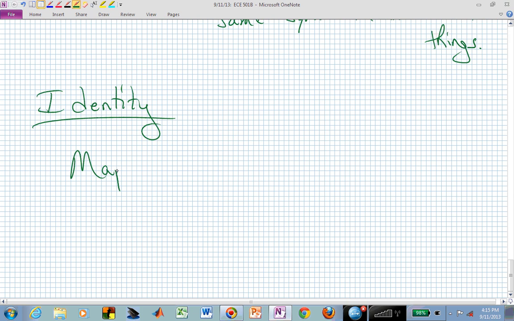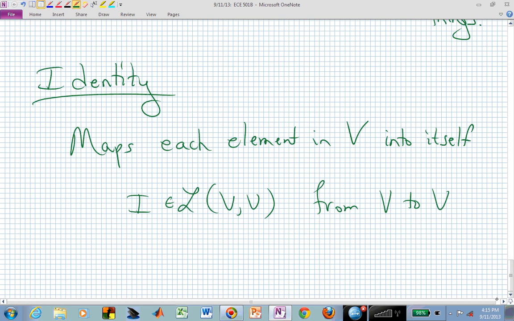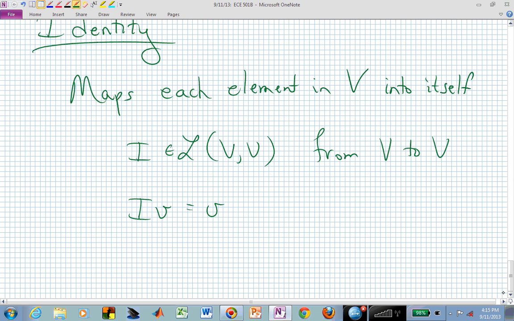Can we get any more crazy with our terminology? But this now maps each element in the vector space V into itself. Meaning if I now say IV, that's now going into V.